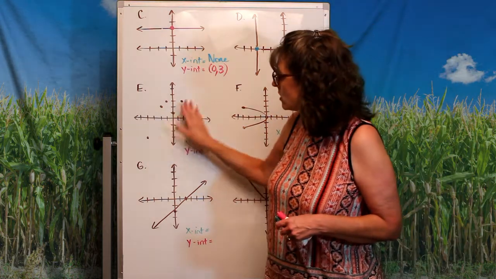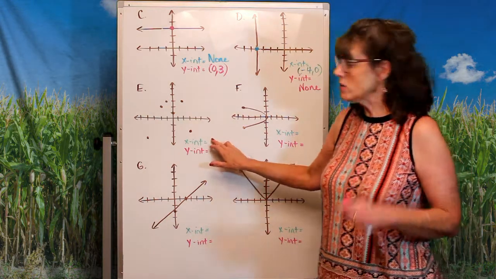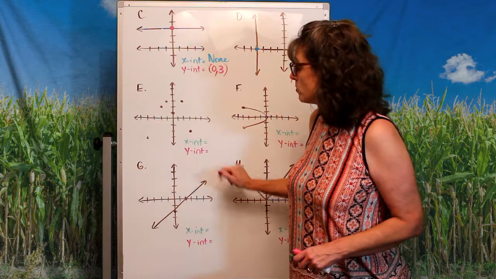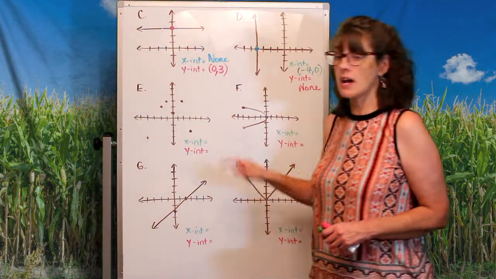All right, so now let's take a look at this picture. X-intercept, now it's individual points, but where do any of those points sit on this x-axis?